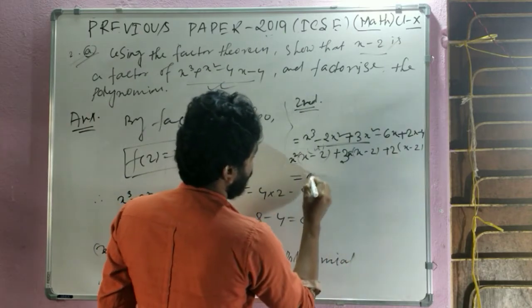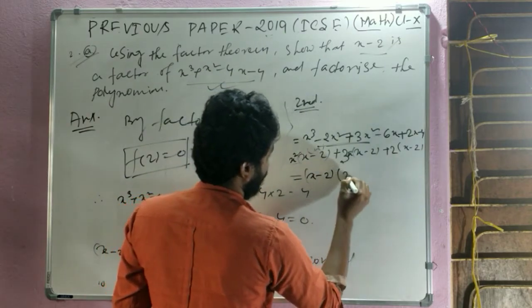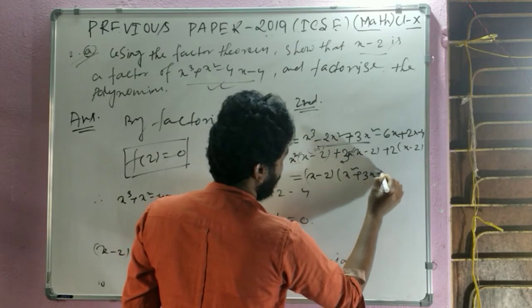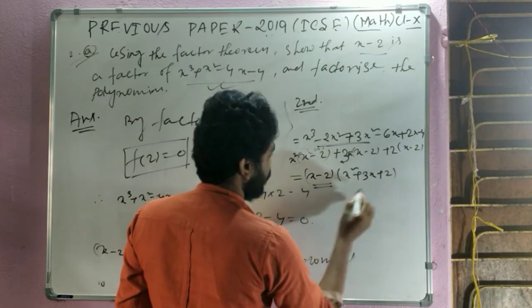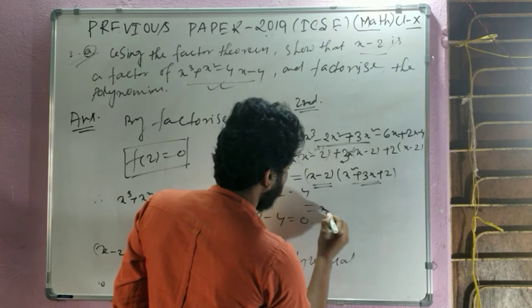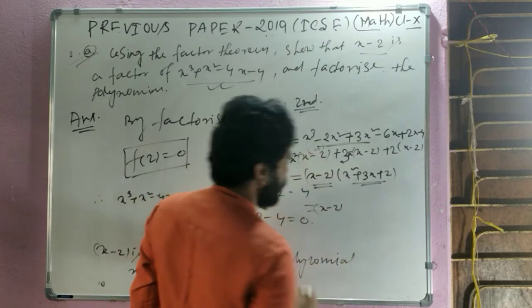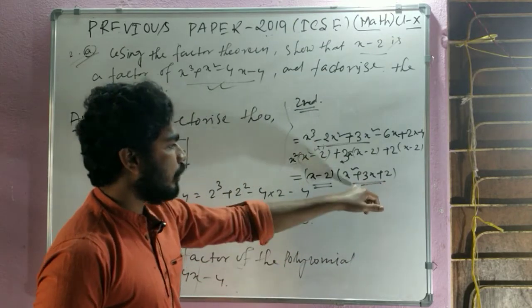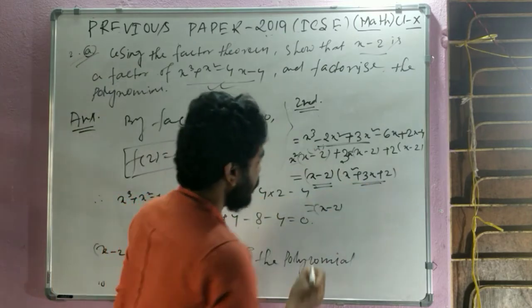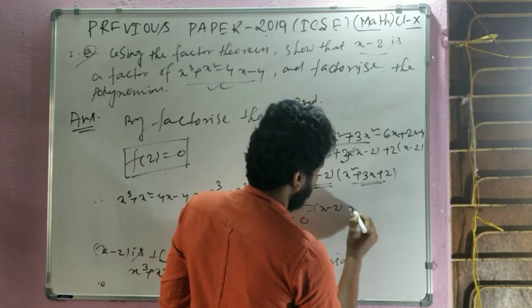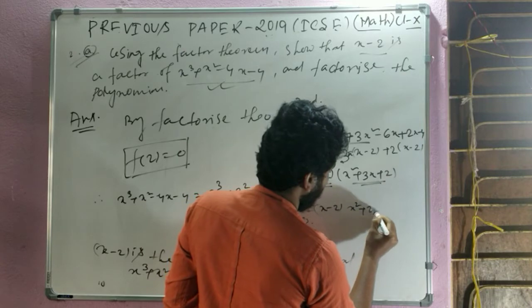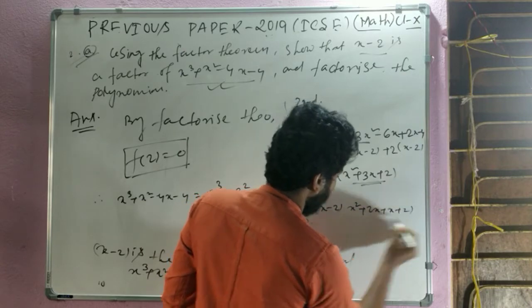Match this. So x minus 2, x square plus 3x plus 2. First factor x minus 2. So x minus 2, this is the 2 degree polynomial. So factor it by the middle term factor. So x square plus 2x plus x plus 2.